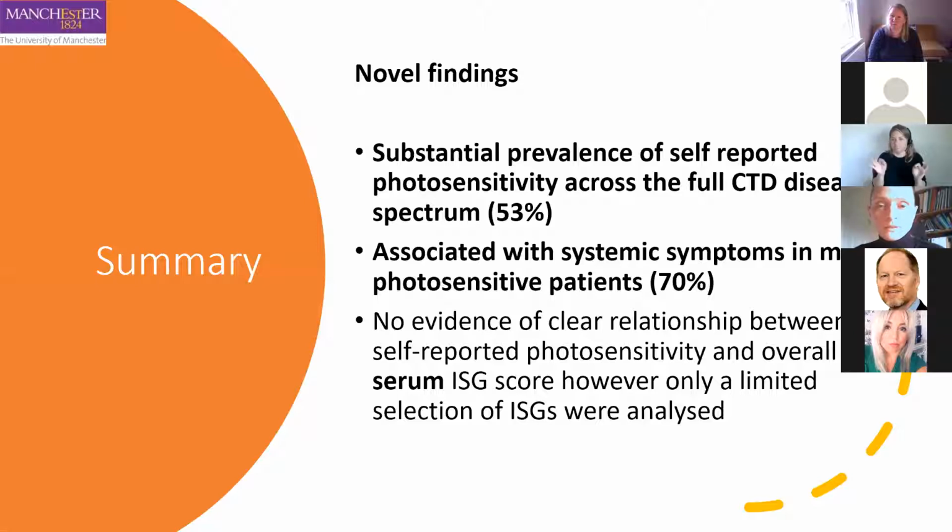We know now that there's a substantial prevalence of self-reported photosensitivity across the entire connective tissue disease spectrum, not limited simply to the prototypical inflammatory myositis and systemic lupus erythematosus, which are well described and there's extensive research published on those. Associated systemic symptoms were seen in most photosensitive patients, which really impaired their quality of life. As I said, there's no evidence of a clear relationship between self-reported photosensitivity and overall serum ISG score. However, only a limited selection of ISGs were analysed.